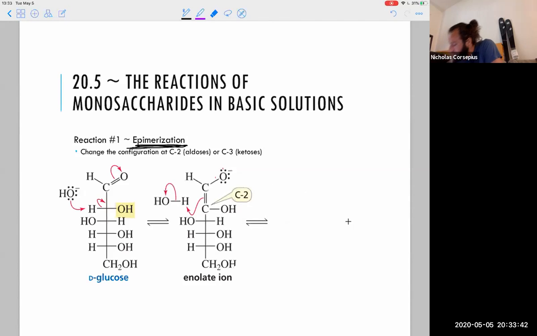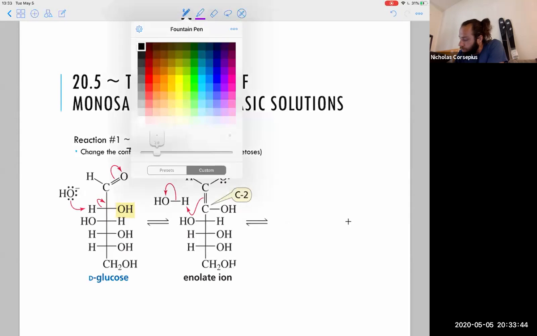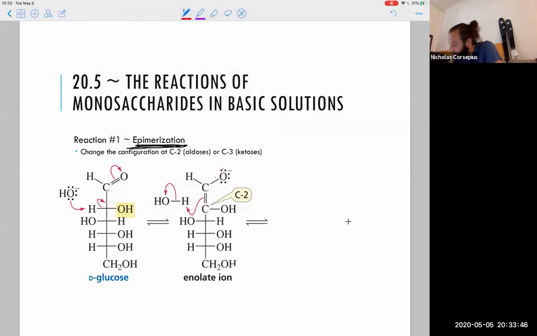All right, and so then the next step is going to be, like we saw before, remember in these enolate ions, it's the double bond that can play the role of a nucleophile. So this is now going to go and grab a hydrogen off of a water molecule. At the same time, this pair of electrons has to come down.